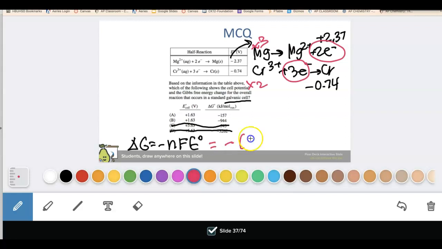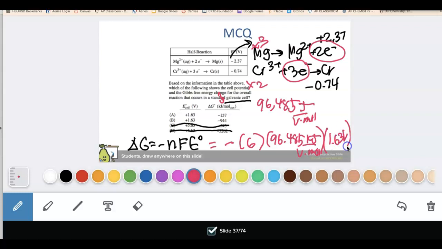So keep the minus in there. This is 6 again, and Faraday's constant. Now remember, its constant is in joules per volt mole. So I'm going to change it to kilojoules because, if you notice, the table has kilojoules in it. And the voltage was 1.63. Again, this is just the joule to kilojoule conversion.